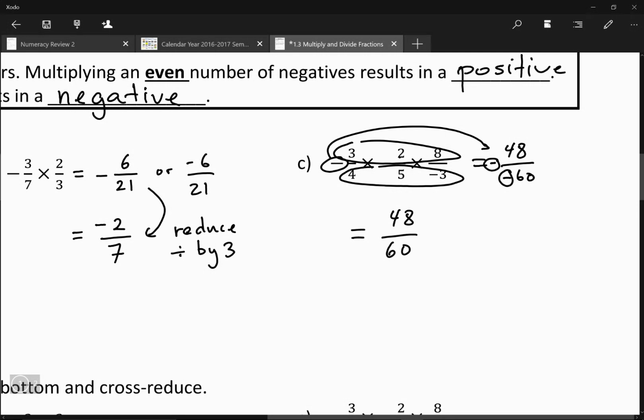Now, you check to see if you can reduce it. These are 2 even numbers, so yes, I can reduce them. Turns out if I divide the top and bottom by 12, you will get 4 over 5.